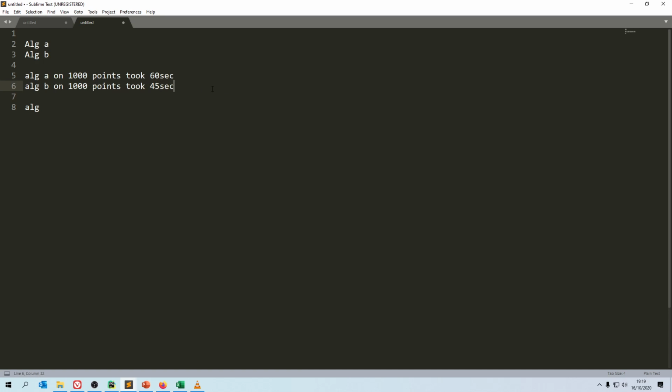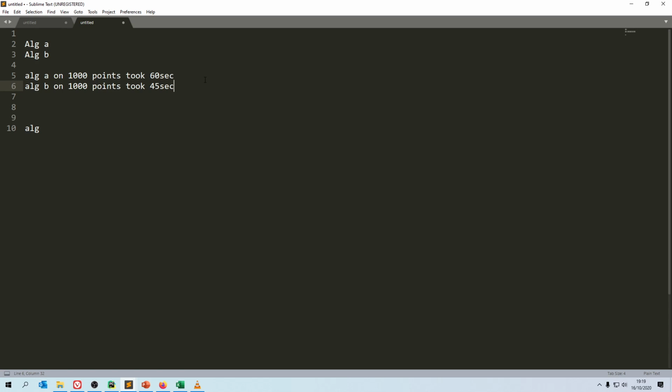If you want to be a bit fancy, you can think a bit more like physics. If you think about physics, they say speed equals distance over time. You can use the same equation and sort of say the speed of the algorithm equals the number of data points it did divided by the number of seconds. So algorithm A can do 1,000 points in 60 seconds, which is whatever 1,000 over 60 is. And then algorithm B can do 1,000 points in 45 seconds. And so algorithm B is faster. Essentially, you can just say algorithm B is a more efficient algorithm because it can do the same task faster.